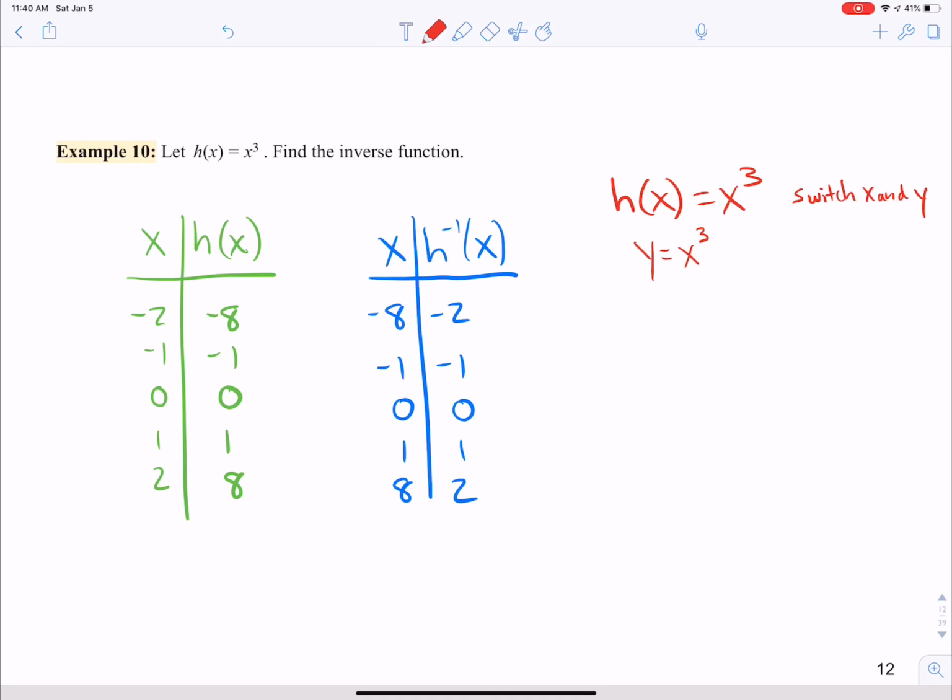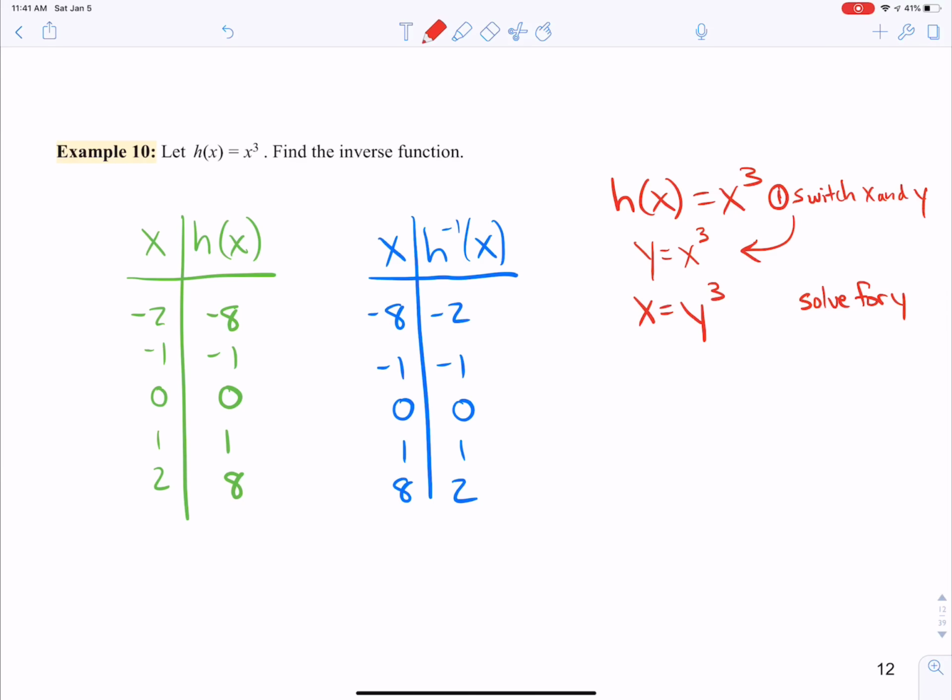H of x, g of x, f of x, they're all like y equals. So then we switch them, so we'd say x equals y cubed. The x and y just trade places. And then we need to solve for y. So first step is to switch x and y.